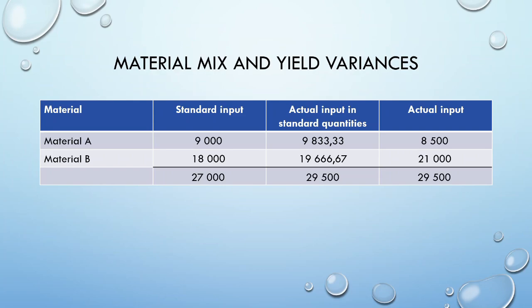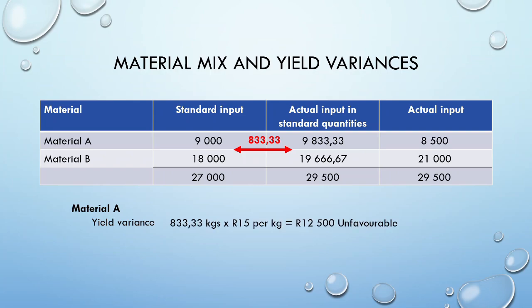So let's calculate our variances for material A. We will start with our yield variance. Remember, the yield variance is the difference between the standard input and the actual input in standard quantities. For material A, we get a difference of 833.33 kgs. Because this is part of the usage variance, we multiply it by the standard price of 15 Rand per kg. This will give us an unfavorable variance of 12,500 Rand. It is unfavorable because we have used 833.33 kilograms more than we should have.